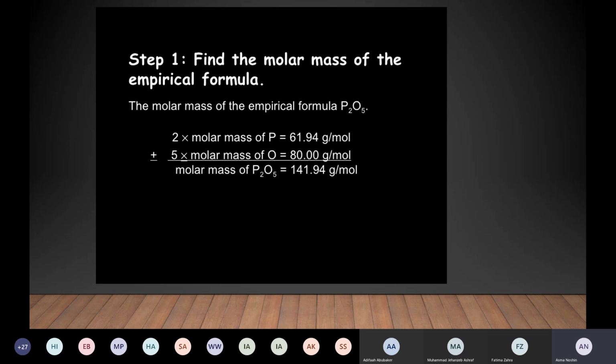Okay, see over here. Who will tell me what is the mass of phosphorus from periodic table? Yes, very good. It is 31. Excellent. So what we will do, we have P2. That means 2 times 31. It will give you 61.94 or 61. Okay.